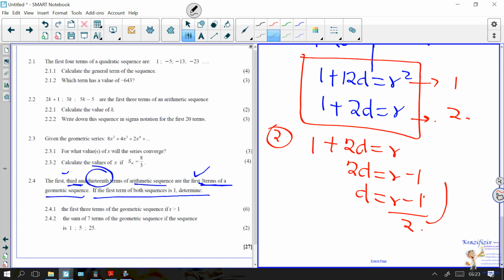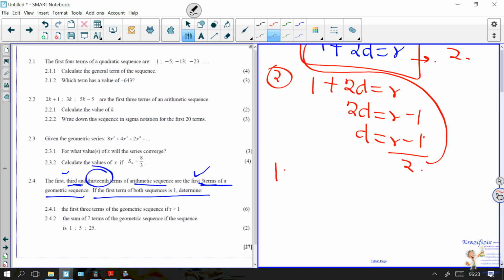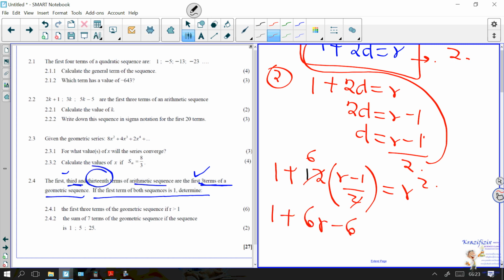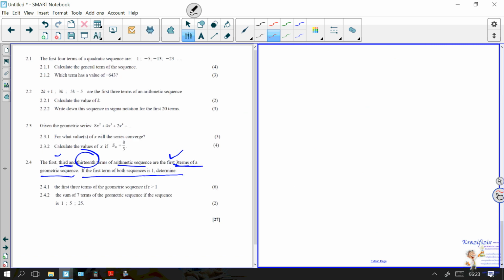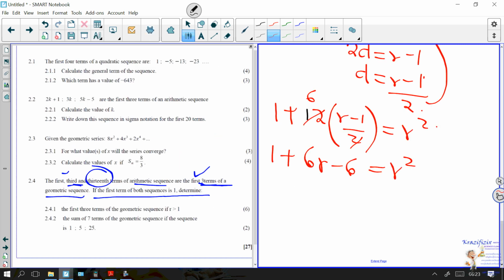Now, anywhere we see D, can we put R minus 1 over 2? 1 plus 12, instead of D, R minus 1 over 2 equals R squared. 12 divided by 2 would give me 6 there. So I have 1 plus 6R minus 6 equals R squared. I hope you see what I did there. I expanded the bracket: 6 times R is 6R, 6 times 1 is minus 6.